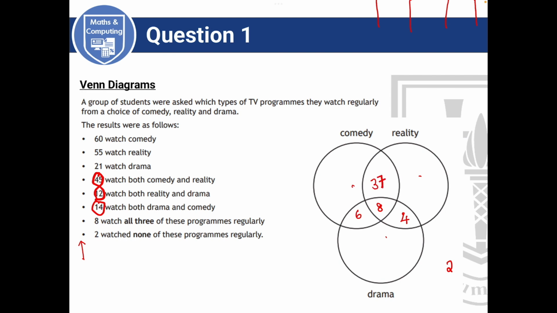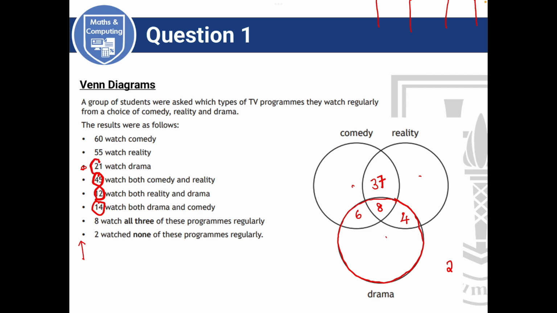Okay, so there we go. There's all of our intersections done. Now we go into, from this section up here, 21 watch drama. That means that in this full circle here, all of the numbers need to add to 21. So what I would do is in my calculator, now obviously you can't see my calculator, but you'll be able to hear me pressing it.